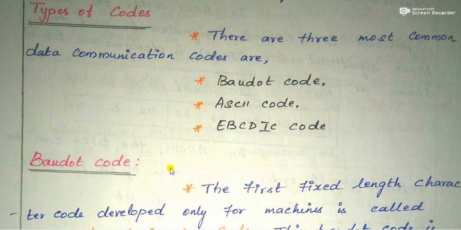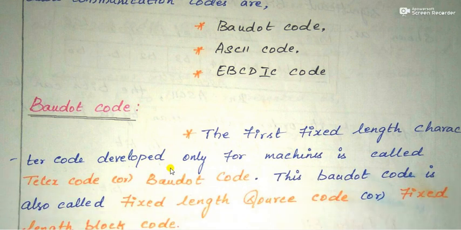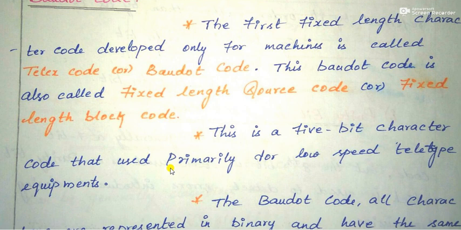First one, Baudot code. Baudot code is a fixed length character code developed only for machines. It is called telex code or Baudot code. This Baudot code is also called fixed length source code or fixed length block code. This is a 5-bit character code used primarily for low speed teletype equipment. In the Baudot code, all characters are represented in binary and have the same number of symbols.